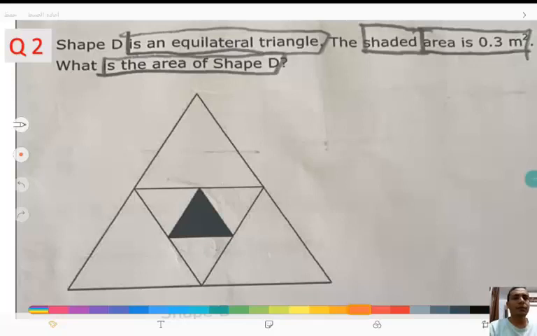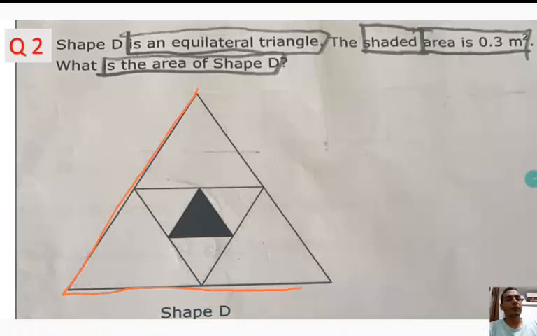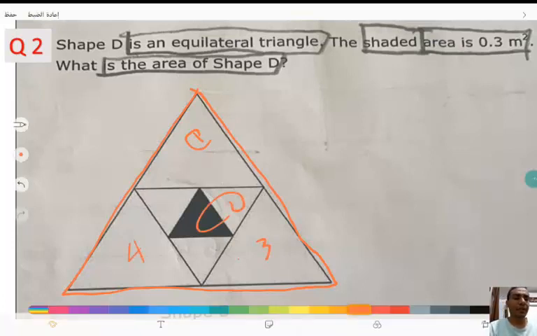Shape D is an equilateral triangle. The shaded area is 0.3 meter square. What is the area of the shape D? Okay, he wants the area of the total shape. Notice here, the equilateral triangle can be divided into 4 equilateral triangles. So the total shape is divided into 4: number 1, number 2, number 3, number 4.